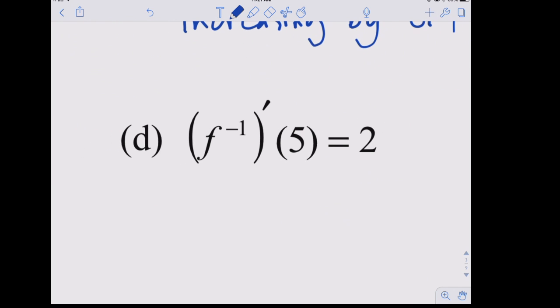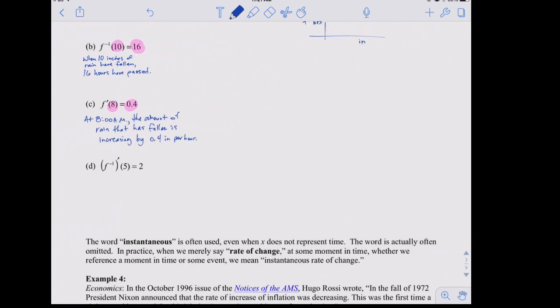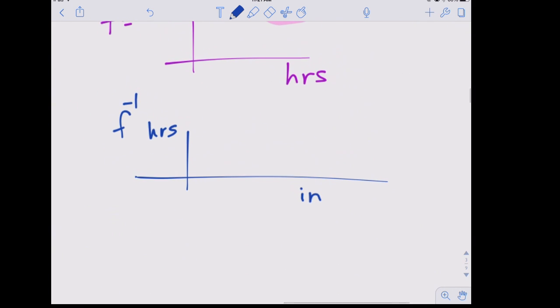All right, here we go. This is F inverse prime. That's how we would write F inverse prime of 5 equals 2. Let's come over here and look at that, units, to get ourselves prepared. F inverse prime, we write it with parentheses. That's going to be units of what? Hours per inch.